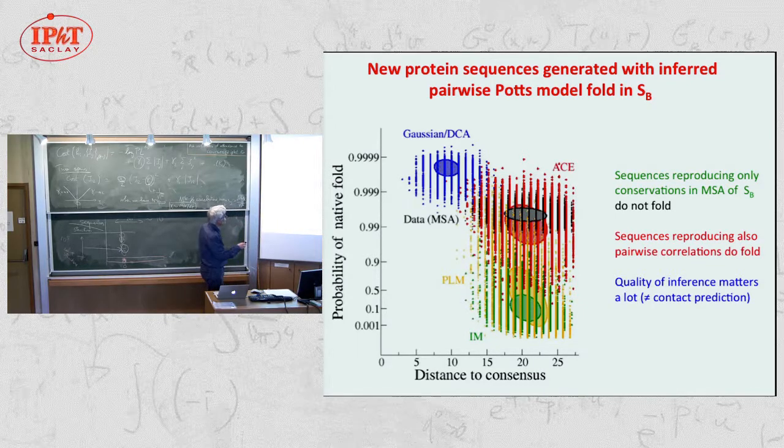And now you can use other algorithms. So this is the cluster expansion algorithm I mentioned very briefly. You use that to infer the couplings, and you generate new data. And you see that these sequences fold with high probability. Some of them are pretty bad sometimes, but many have a probability which is comparable to the one in the data. Okay. So it seems that the 2-point correlations are sufficient, if you reproduce them, to actually ensure folding.